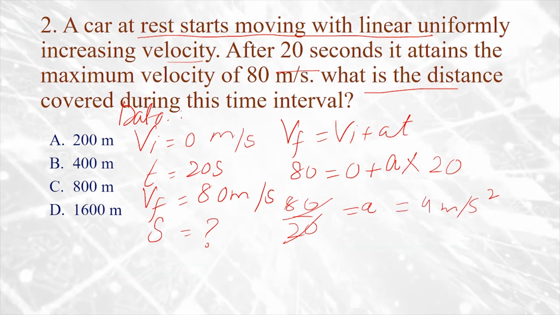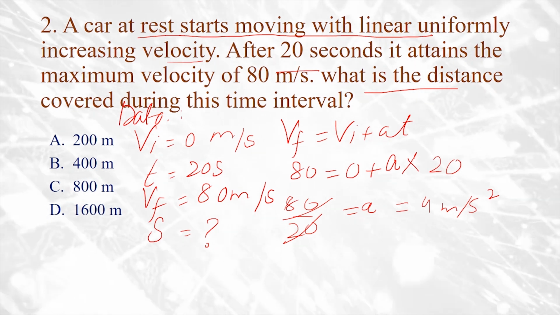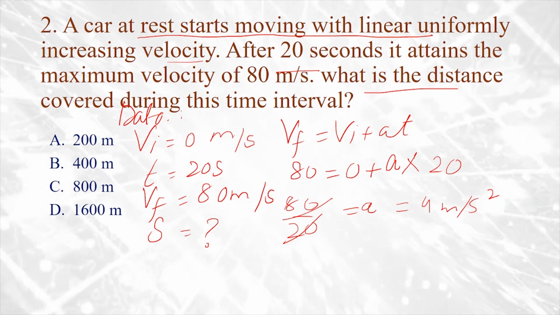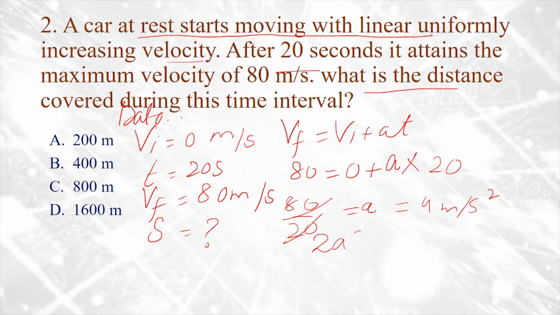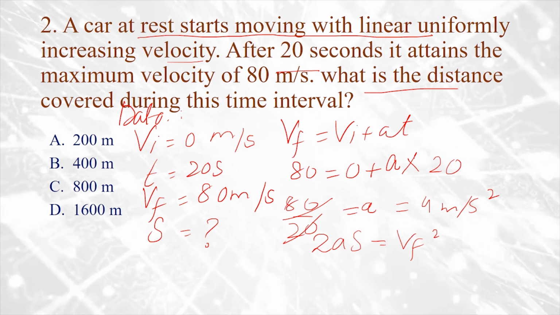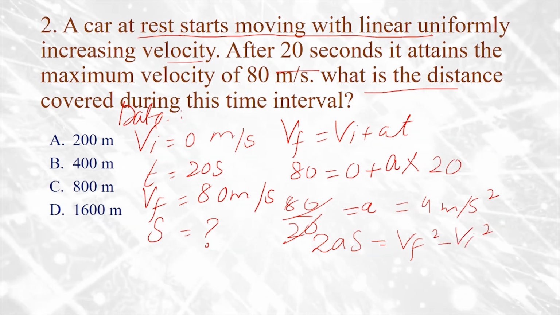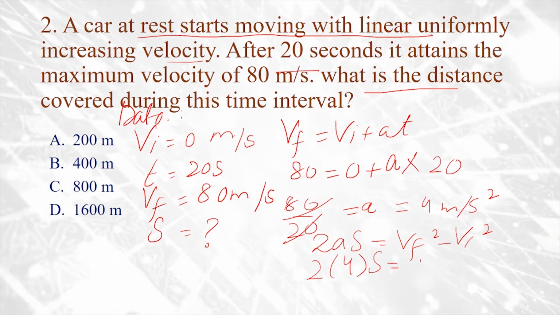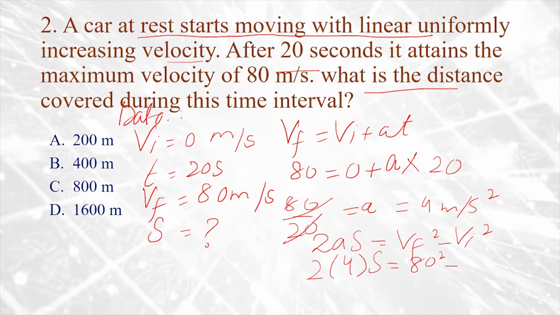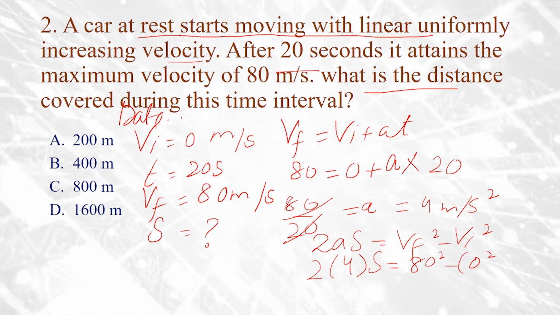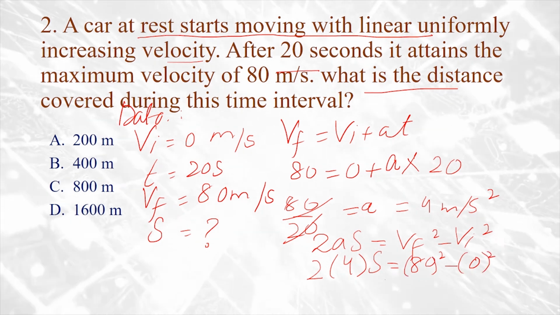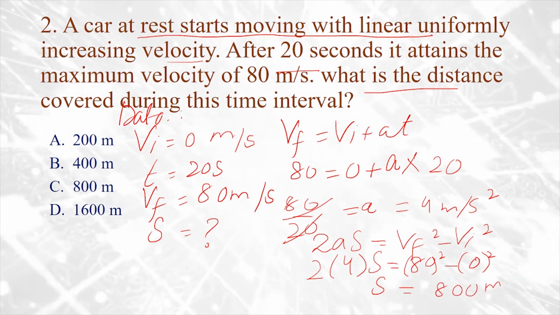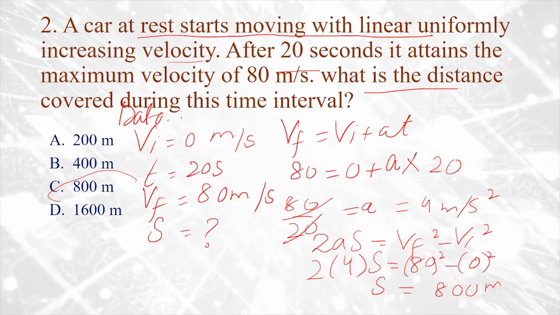Now if you substitute all the values in the second or third equation of motion, you can easily find the displacement. So we are going to use the third equation of motion: 2as equals Vf squared minus Vi squared. 2, the a is 4, displacement is unknown, Vf is 80 squared minus Vi is 0 squared in a bracket. When you calculate s from here, it will be 800 meters. So which option is correct? Yes, option C is correct here.